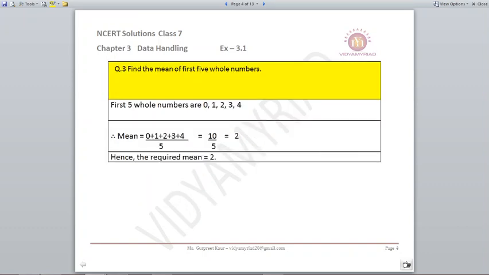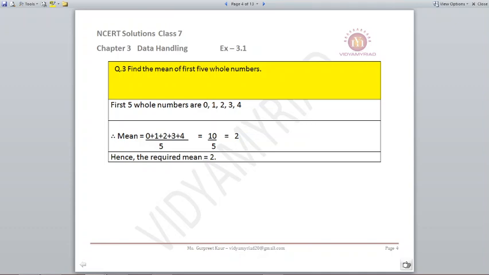Question number 3. Find the mean of first 5 whole numbers. First of all you should know what are whole numbers. Whole numbers are those numbers which begin with 0. So we need to find out the mean of first 5 whole numbers. That means I will start with 0. My numbers are 0, 1, 2, 3 and 4.